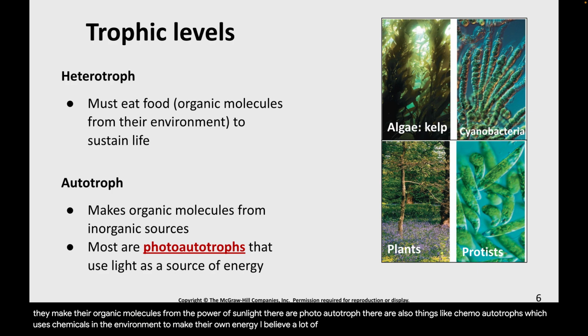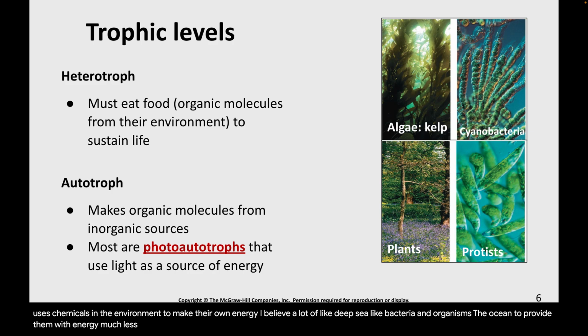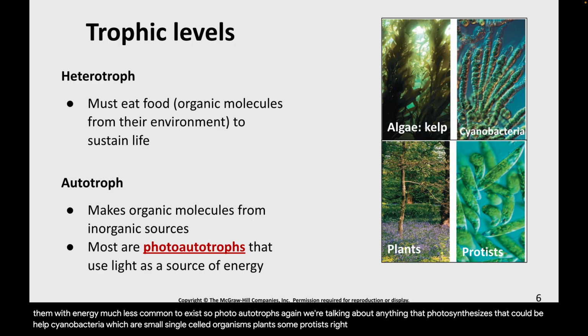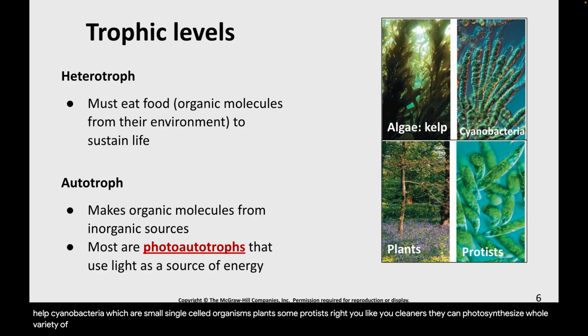I believe a lot of deep sea bacteria and organisms rely on some chemical geysers in the ocean to provide them with energy. Much less common, right? But they do exist. So photoautotrophs, again, we're talking about anything that photosynthesizes. That could be kelp, cyanobacteria, which are small single-celled organisms, plants, some protists, right? Like euglenas, they can photosynthesize. Whole variety of organisms here.